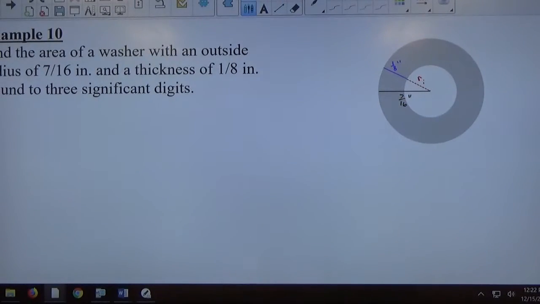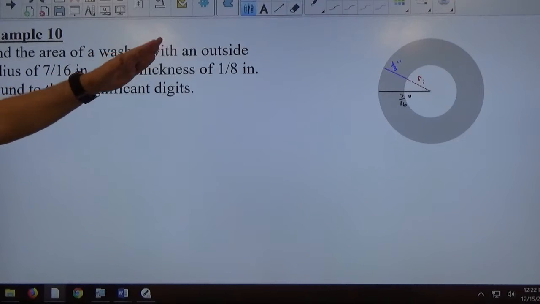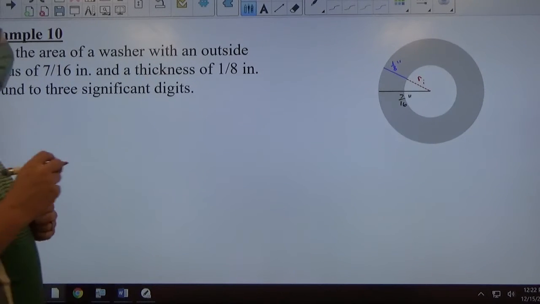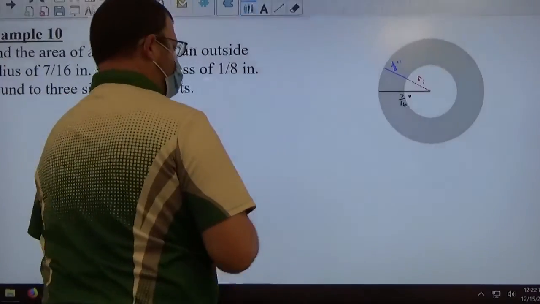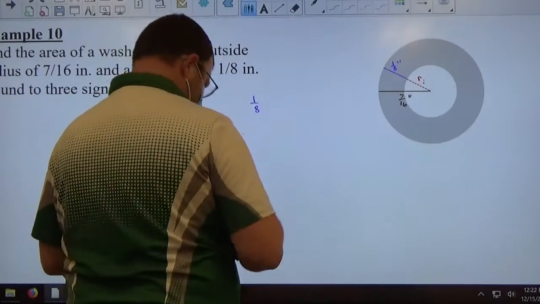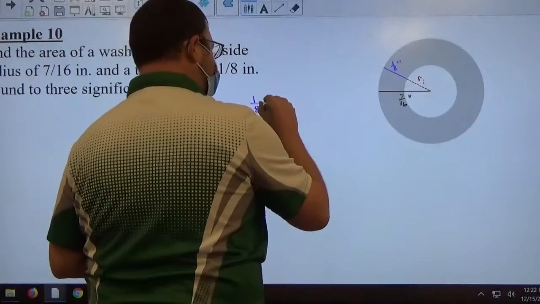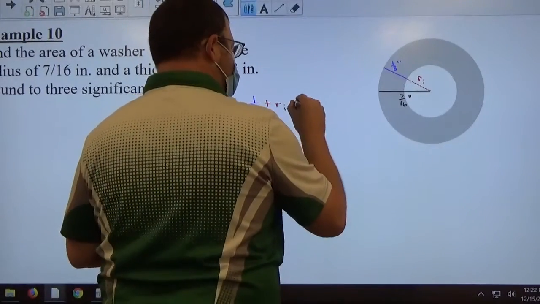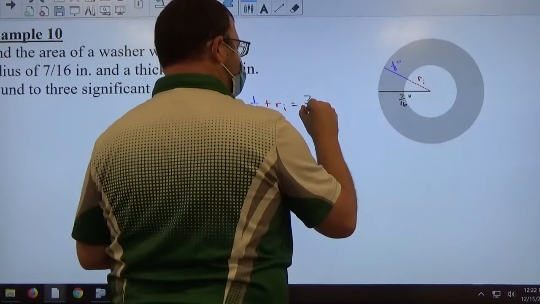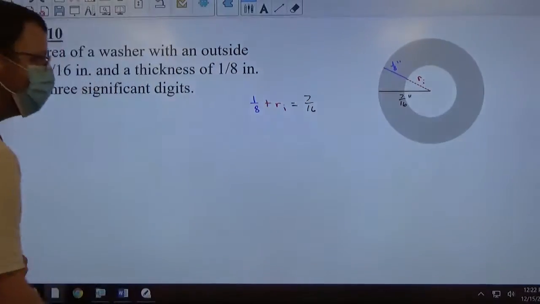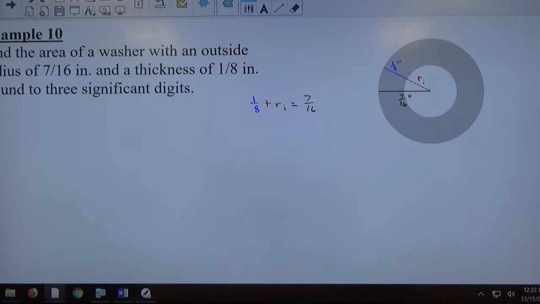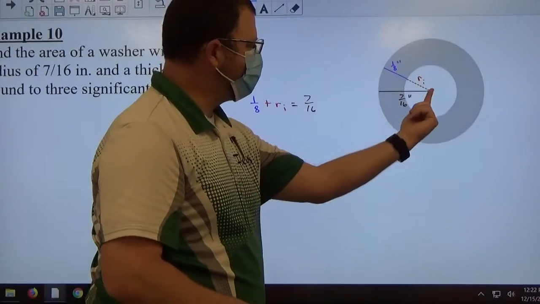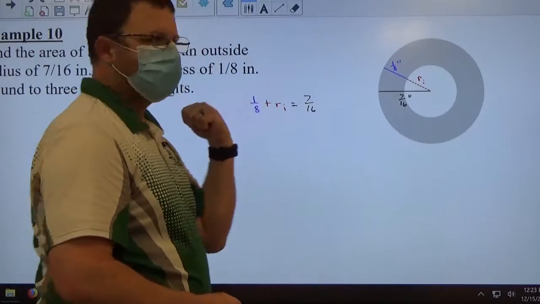Okay. What I know is the blue and the red together make the entire radius of the outside edge, right? So what I know is that 1/8 inch plus the inside radius has to equal the outside radius. All right? So again, they gave me the thickness. I need this. These two smaller pieces are the same length as that bigger piece.